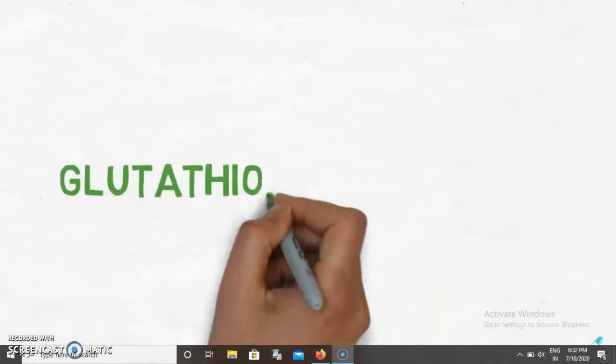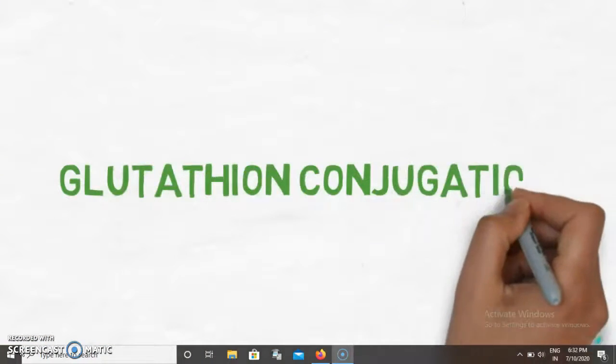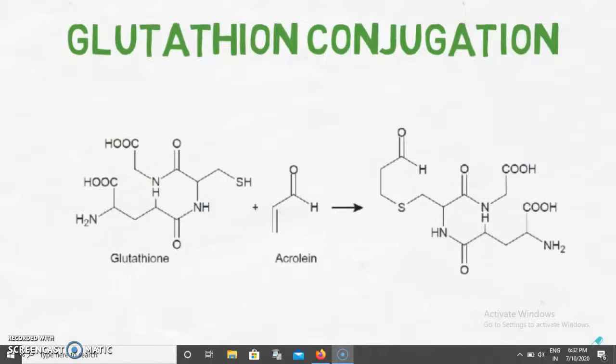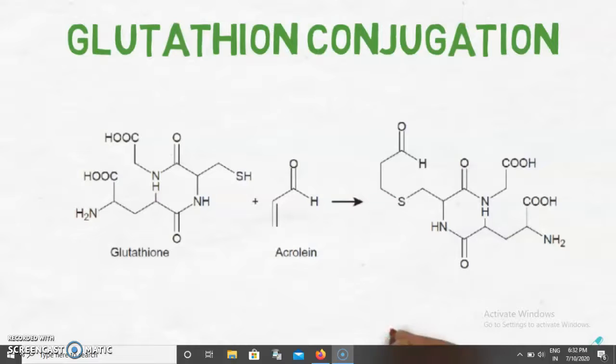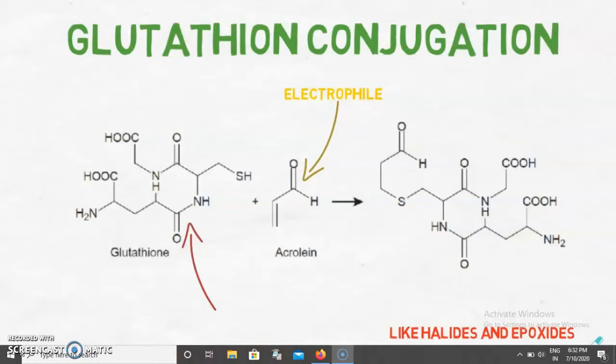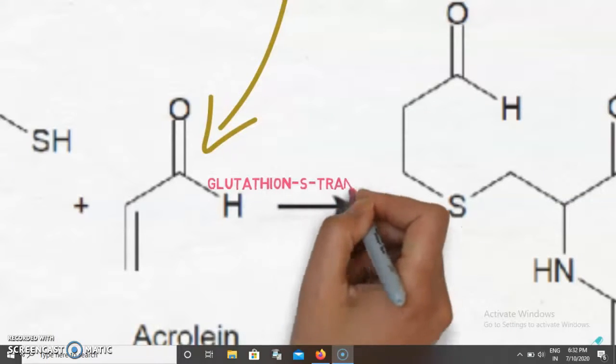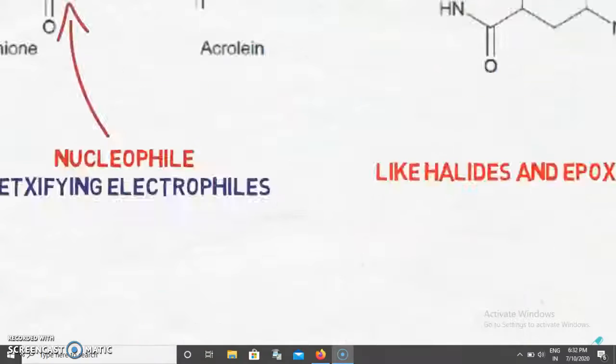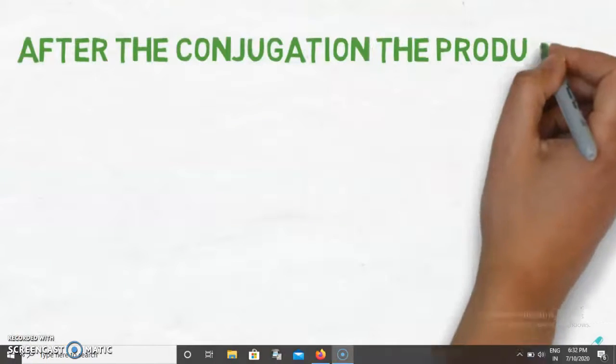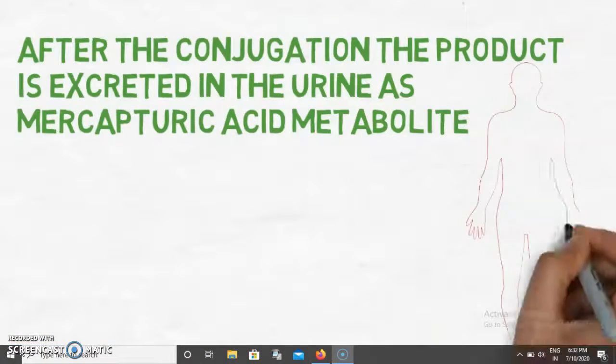Another popular reaction is glutathione conjugation, which results from the addition of glutathione molecule to an electrophilic substrate. Being a nucleophile, glutathione generally acts to detoxify the electrophiles. Glutathione transferase is the enzyme responsible for the reaction of glutathione with electrophiles, like epoxides and halides. After the conjugation, the product is excreted as mercapturic acid in the urine.